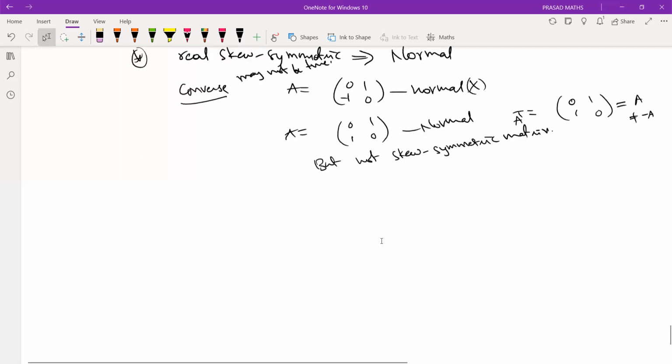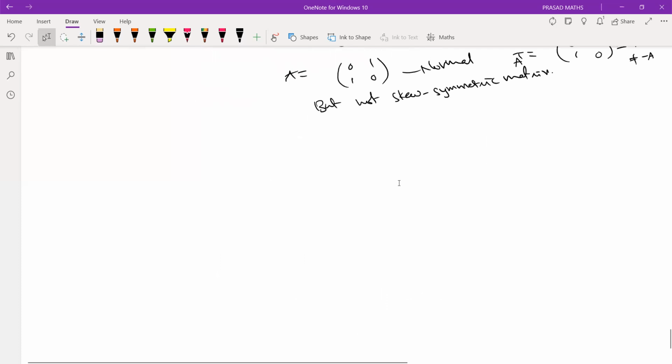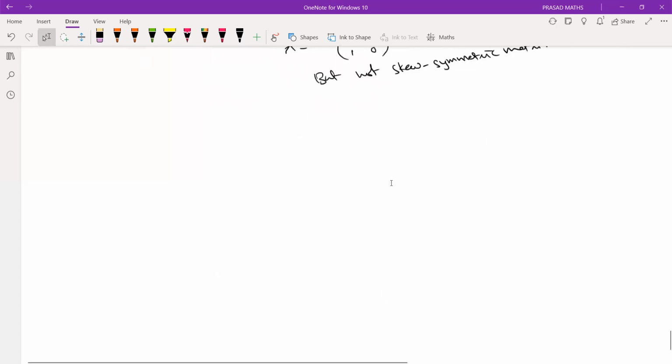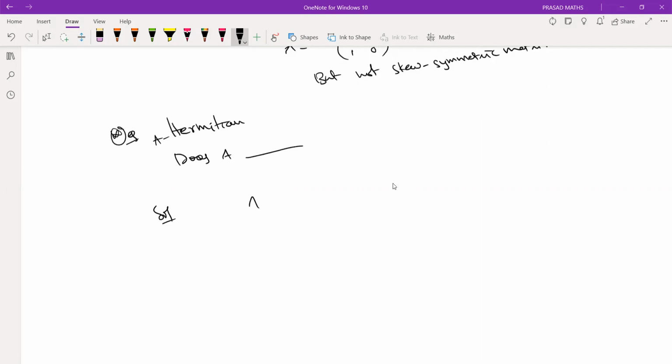Now suppose you take a Hermitian matrix. A is Hermitian. Does it mean that it is normal? What is the Hermitian definition? A theta equals A. This is the Hermitian definition. So is it normal? What is A into A theta? A into A, that is equal to A square.